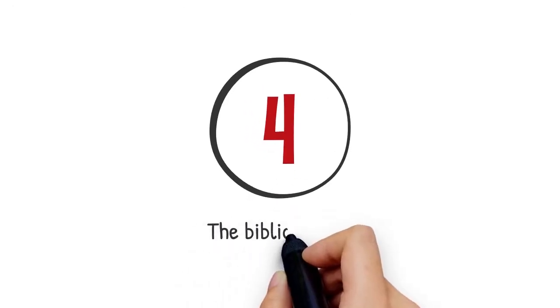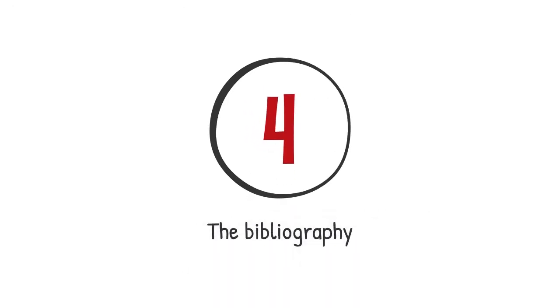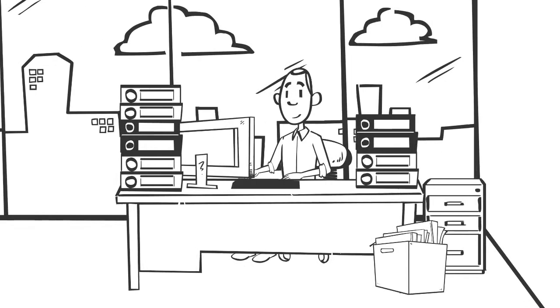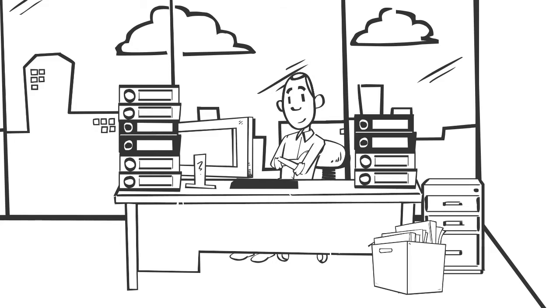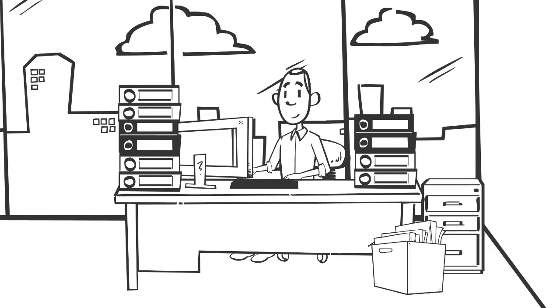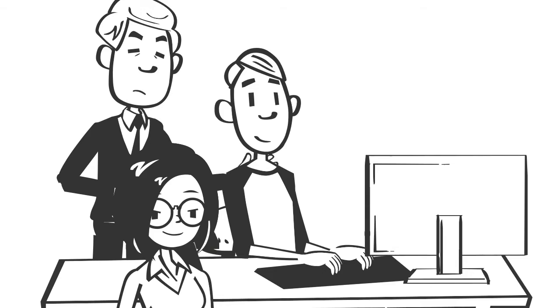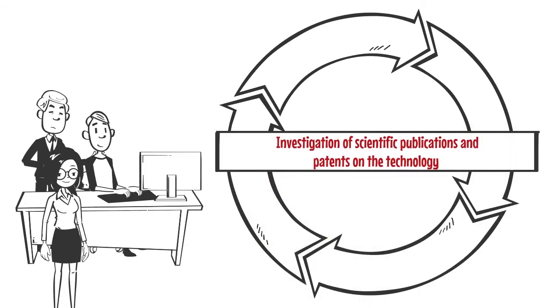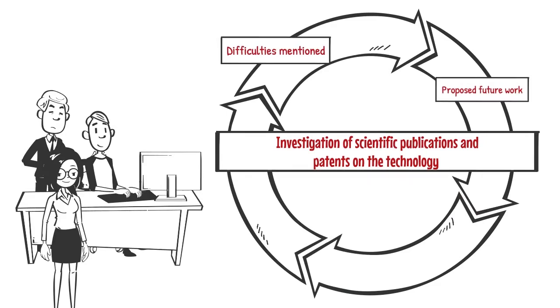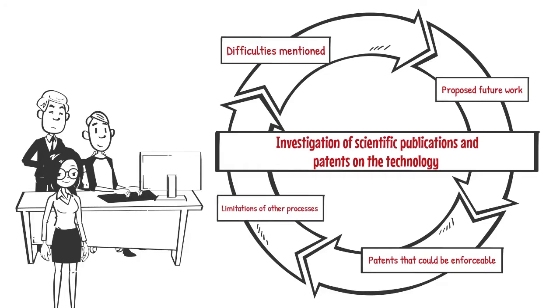4. The bibliography. After these interviews, the platform is used to create a quick bibliography around the technology. This bibliography is organized in a tree structure around the main branches of the process. The investigation of scientific publications and patents on the technology makes it possible to identify a certain number of hard points mentioned in the scientific and technical literature, which can be documented. Difficulties mentioned, proposed future work, patents that could be enforceable, and limitations of other processes.